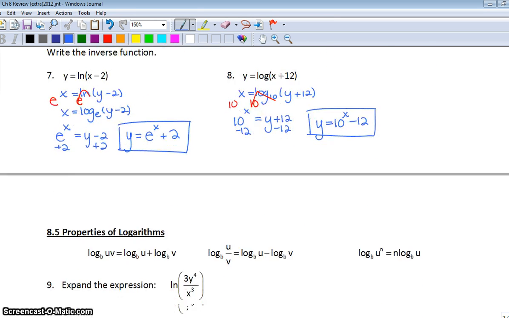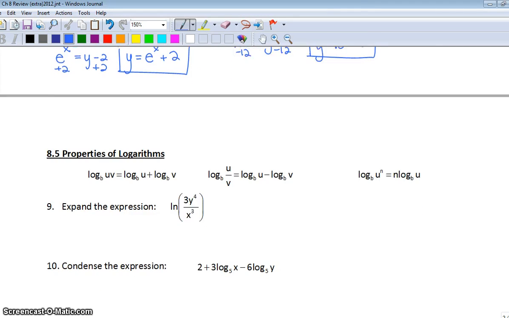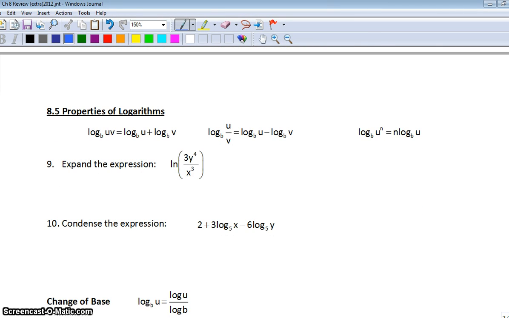Okay, next page. 8.5 is properties of your logs. And the first property is if you're multiplying, you separate them with an addition sign. If you're dividing, you separate them with a subtraction sign. And if you have an exponent, the exponent moves out front. So what I'm going to do is expand this. Expanding means I'm going to make it bigger.